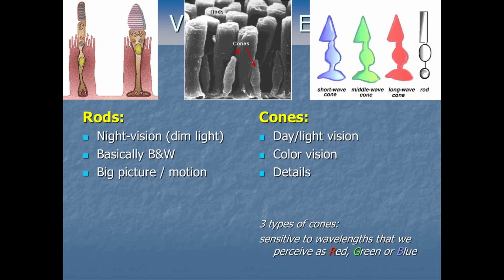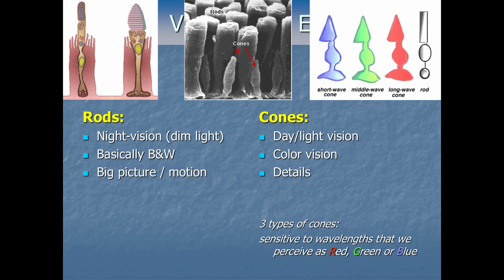Meanwhile, rods kind of suck at detail, suck at sharpness, but are much better at picking up big picture information. Like they're good at noticing the overall shape of things, what's happening in your overall visual field, big changes, big patterns, and they're pretty sensitive to motion as well.